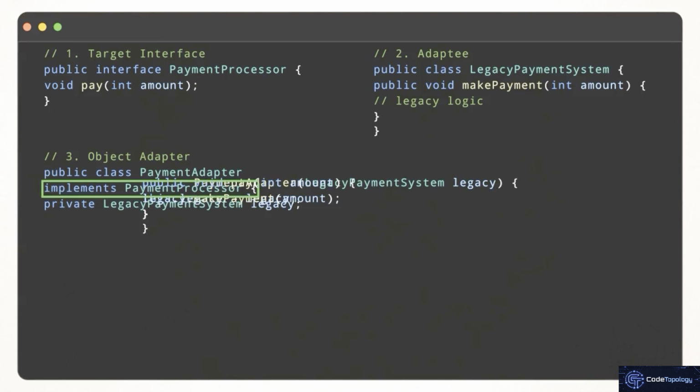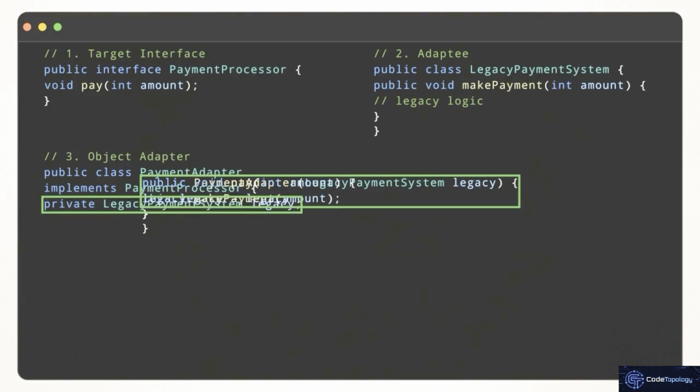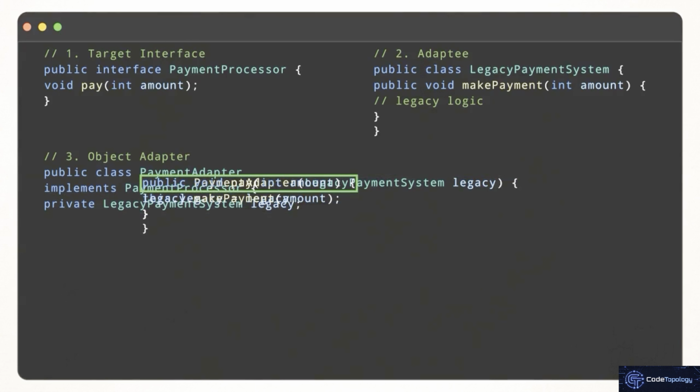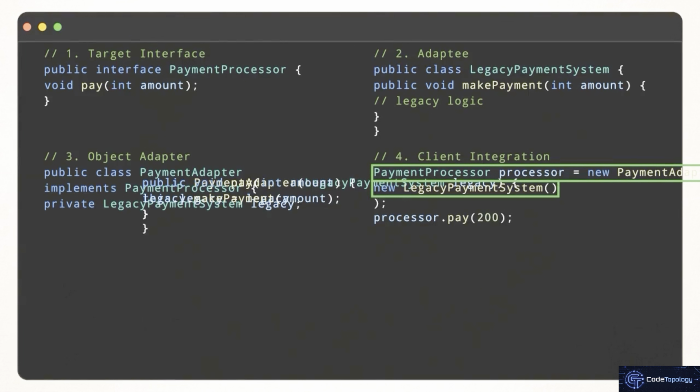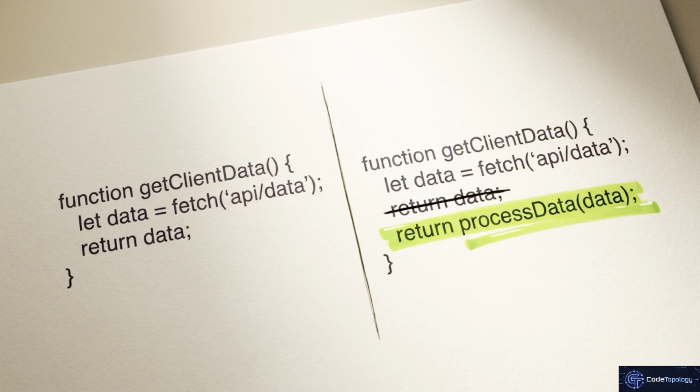In step 3, we create the payment adapter. It explicitly implements our payment processor interface to stand in for modern processors. Following composition, the adapter holds a private reference to the legacy system, passed in through the constructor. When the client calls pay, the adapter catches that call and delegates it, invoking the original legacy.makePayment method. Finally, step 4 shows the client instantiation. The client receives the adapter, which is already wrapping the legacy logic. Because the client strictly interacts with the interface, you can swap out legacy implementations without changing the calling code.